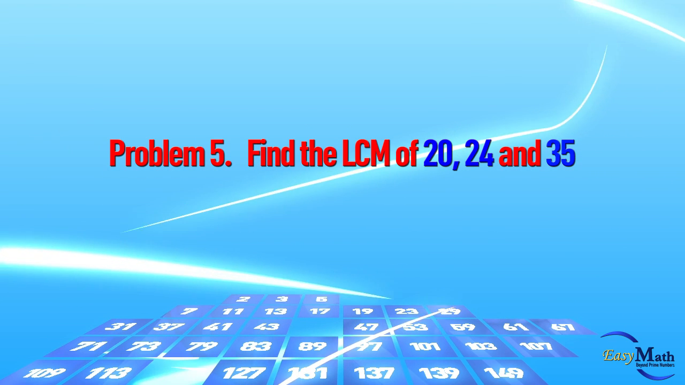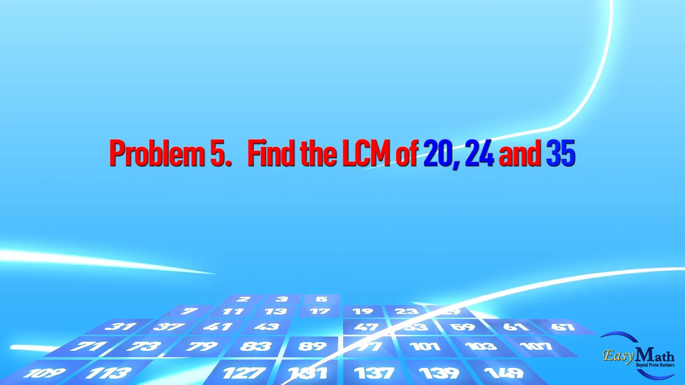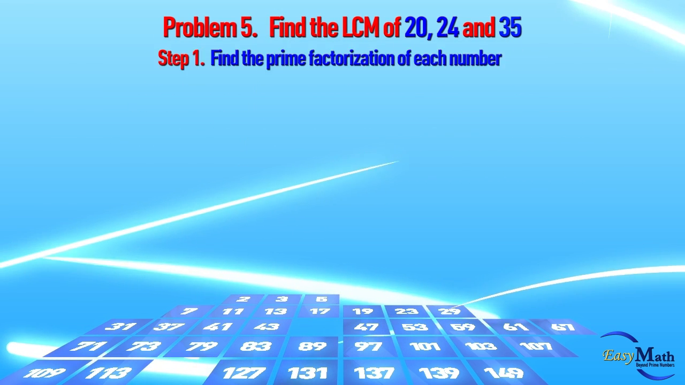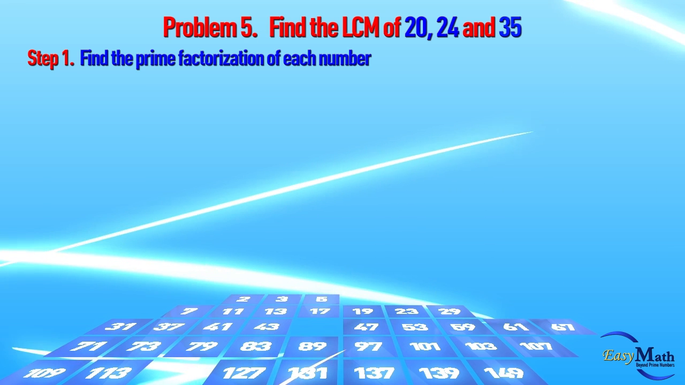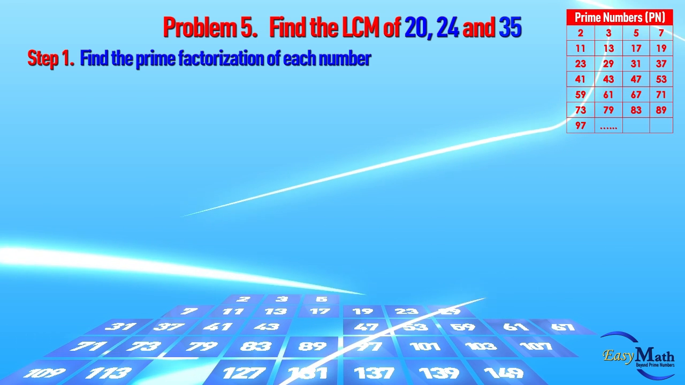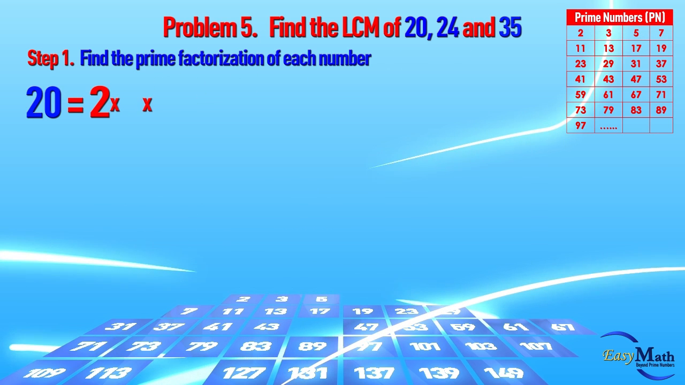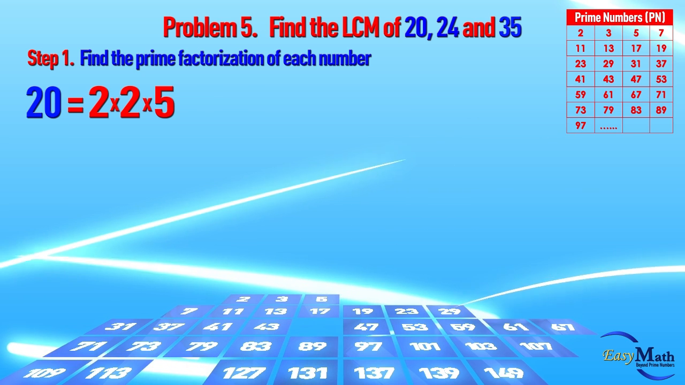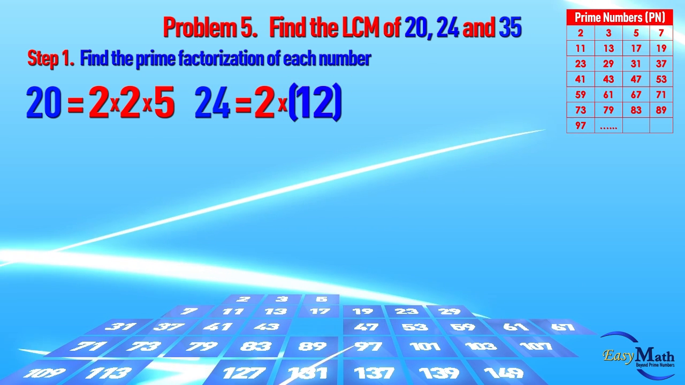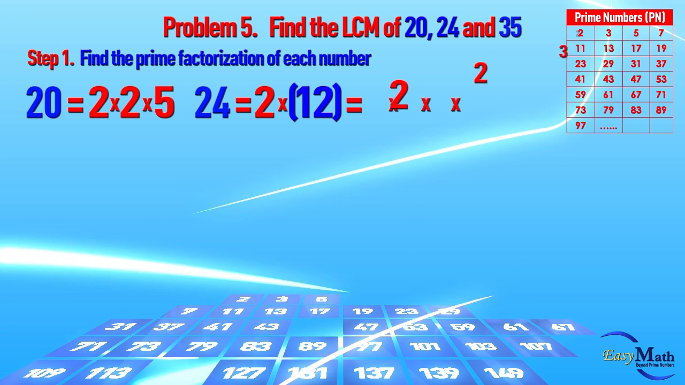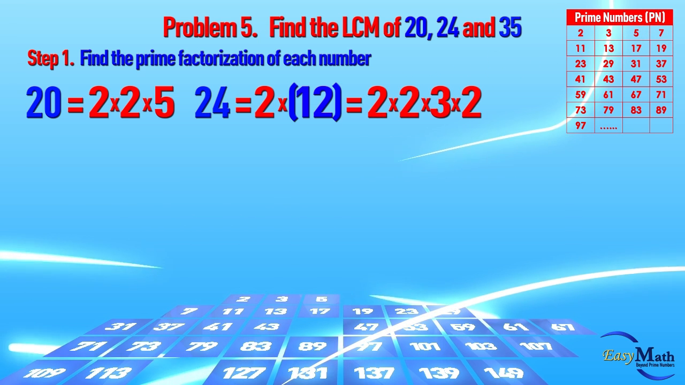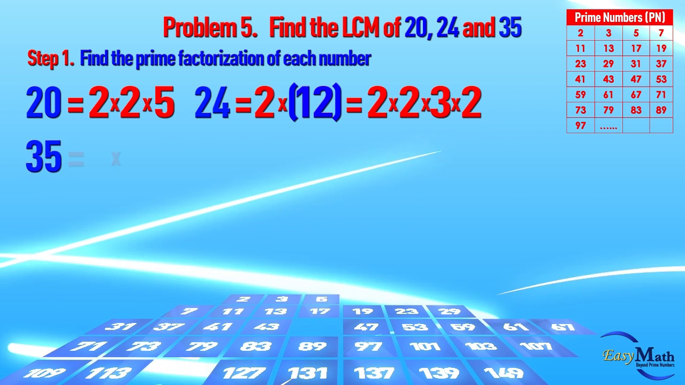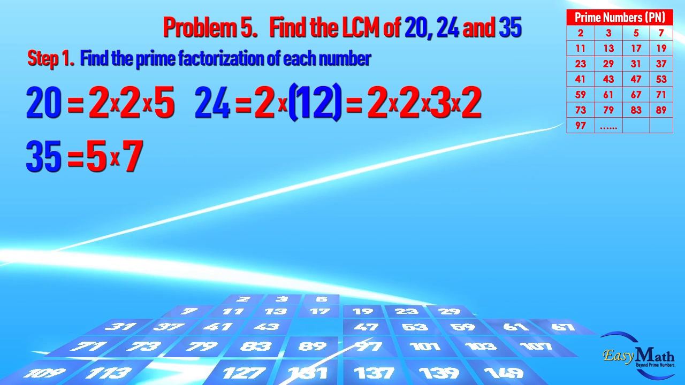Problem 5. Find the LCM of 20, 24, and 35. Step 1. Find the prime factorization of each number. 20 equals 2 times 2 times 5. 24 equals 2 times 12, which can be represented as 2 times 2 times 3 times 2. 35 equals 5 times 7.